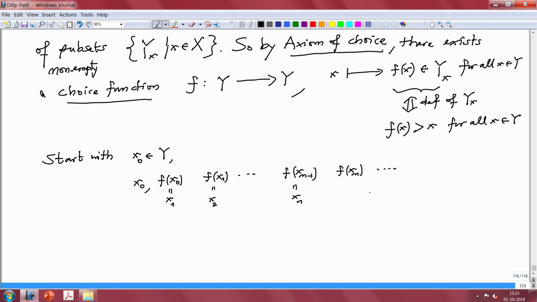So you get a sequence, and what is the property in this sequence? x naught is less than f of x naught, because that is true for every x in Y. So this is strictly less, this is strictly less, because this is x1, this is f of x1, and this is strictly less, and strictly less, and it goes on. It will never become stationary.